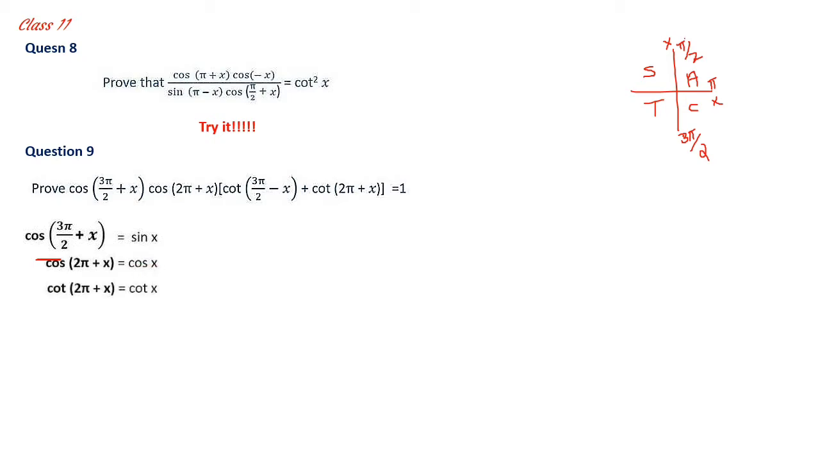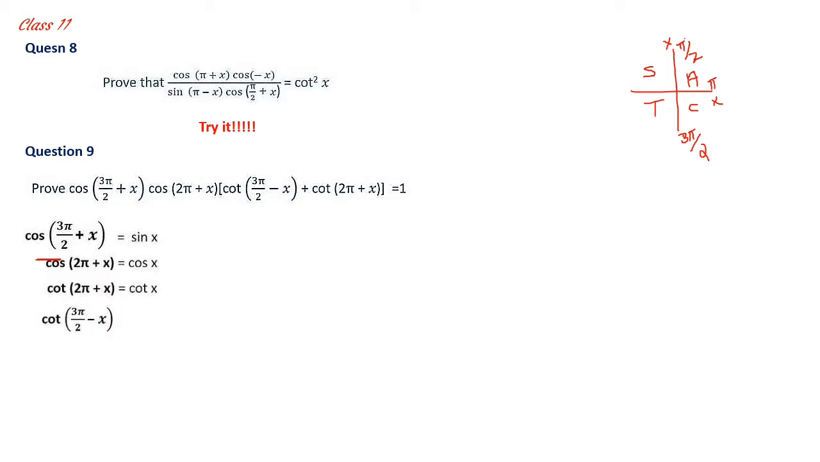The next is cot of 2 pi plus x. Again the same thing: 2 pi is on the x-axis, so the function will not change. Cot remains cot only. 2 pi plus x means it is in the first quadrant, so positive cot x. Next is cot of 3 pi by 2 minus x. As before, 3 pi by 2 means it is on the y-axis. The function will change. Cot will change to tan. So your output will be tan x.